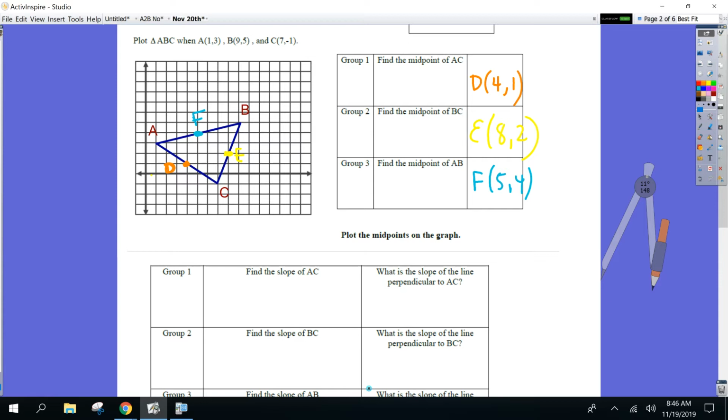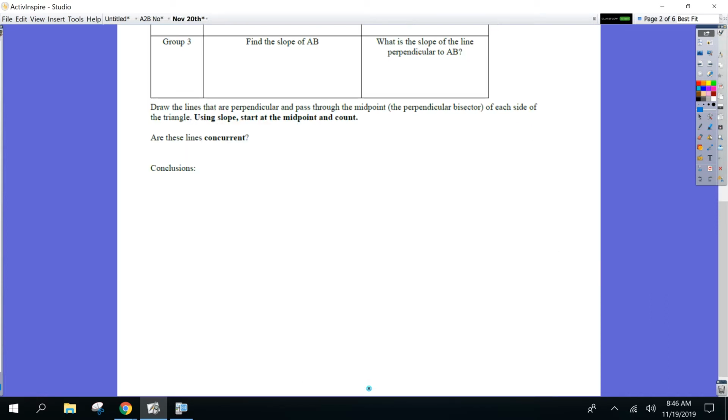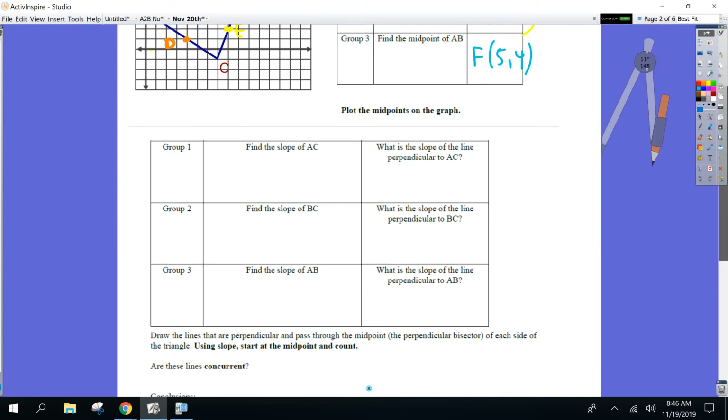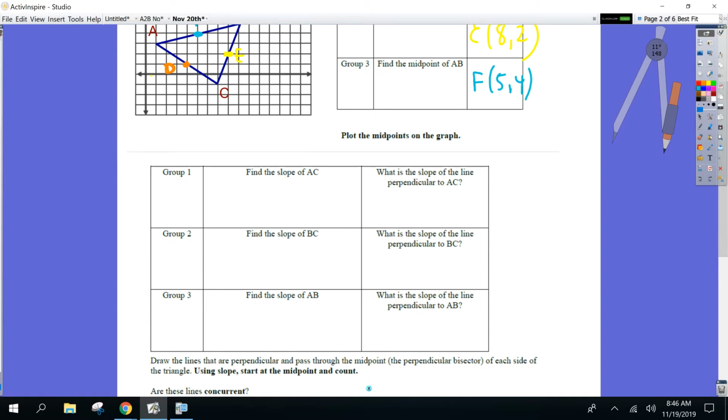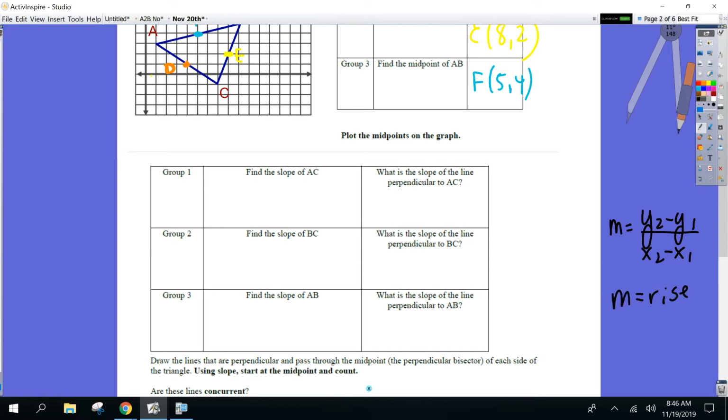Everyone have the midpoints of each side graphed right now? Okay, next job for each group. Now you're going to find the slope of your side. And then after you find the slope, you're going to tell me what would be the slope of a line perpendicular to it. So let's review this one more time. Slope formula, what goes on top? The y's, not the x's. And because you've graphed it already, you could also just count, rise over run. It's up to you.